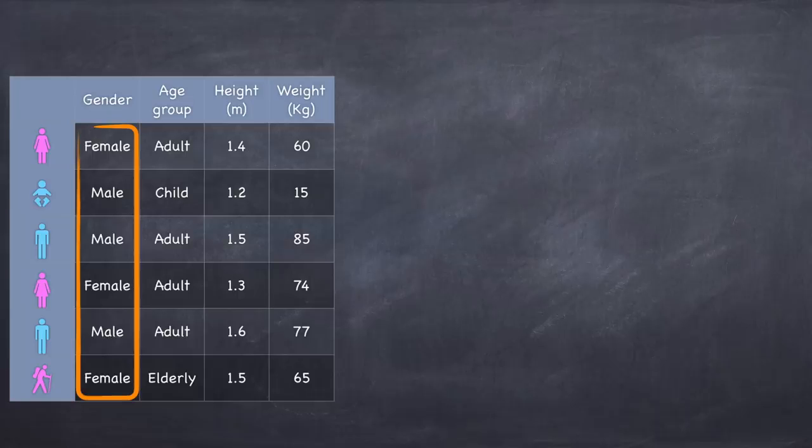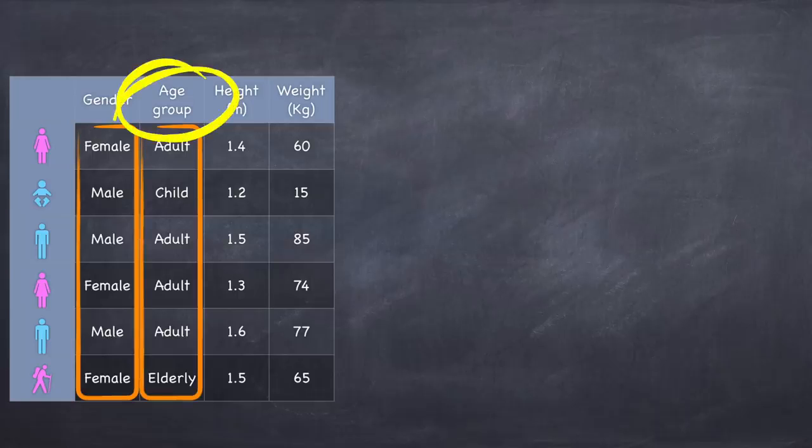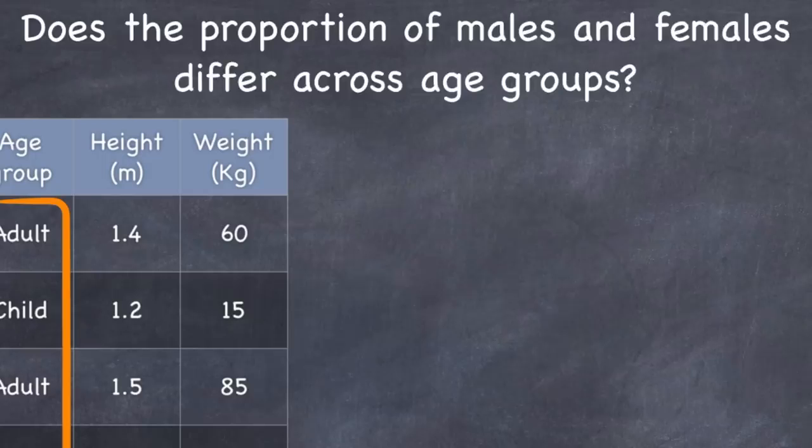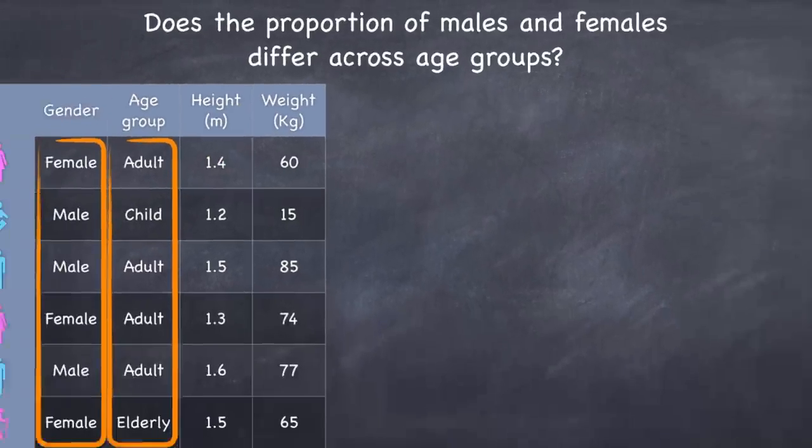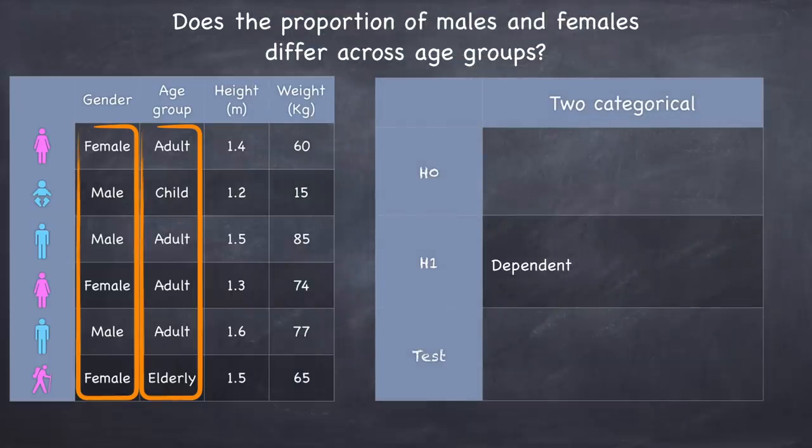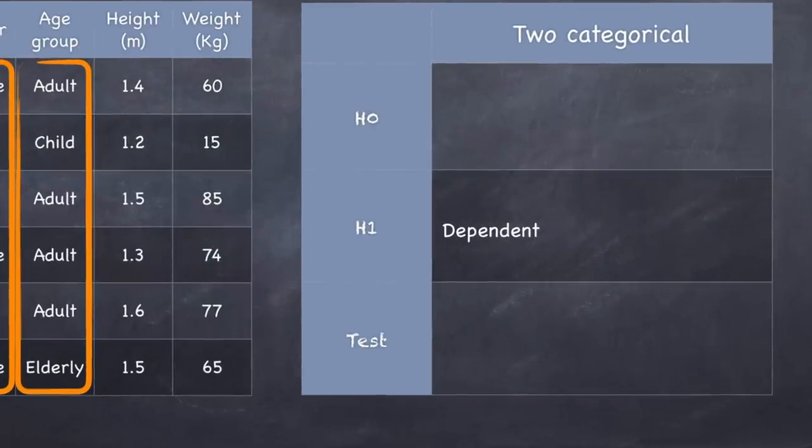If we add another categorical variable, in this case, age group, we may have a research question like, does the proportion of males and females differ across these groups? So our hypothesis is that the number of men and women that we observe is dependent on the age category that we look at. In other words, the proportions change or depend on or are dependent on the age category.